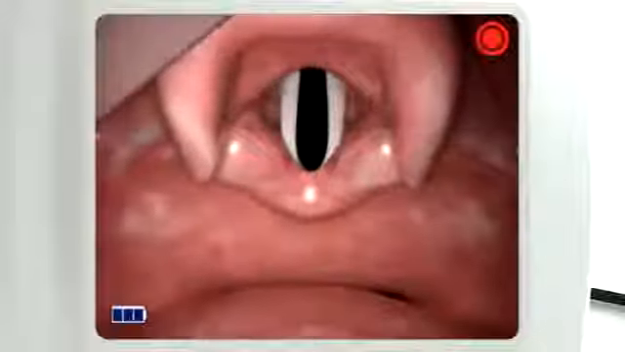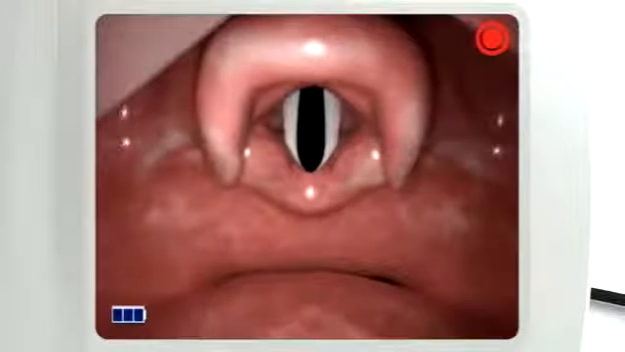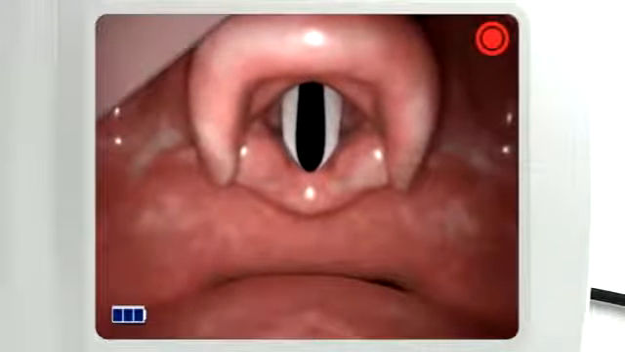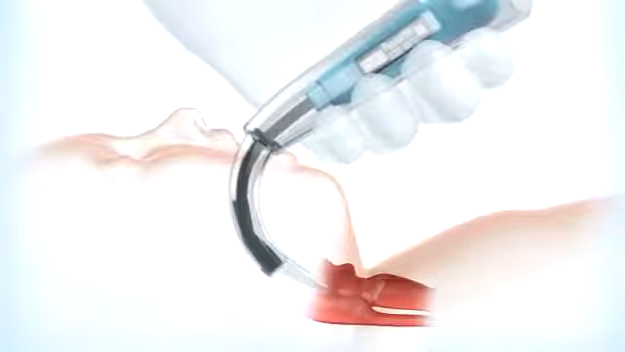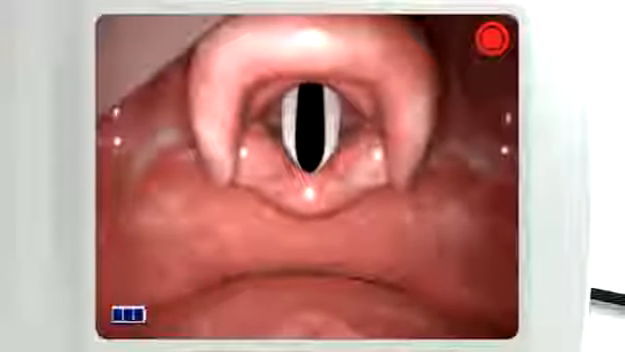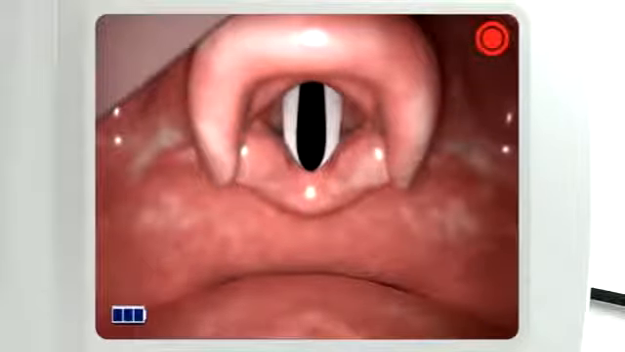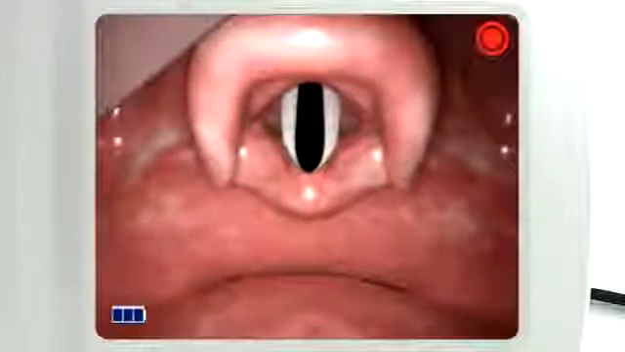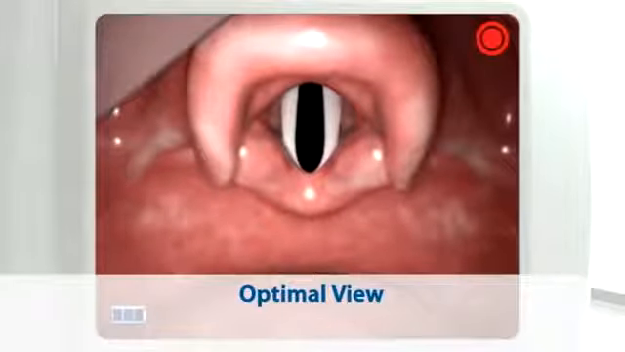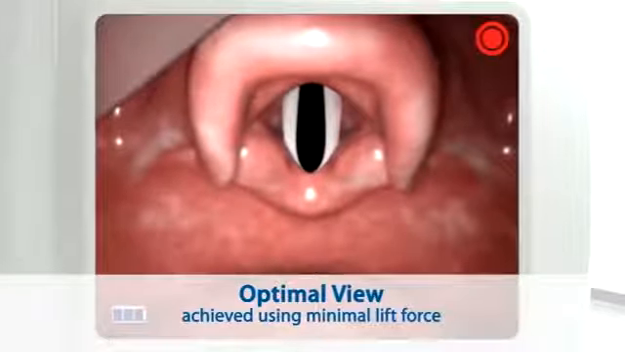The glottic view is optimized by a combination of advancing or withdrawing the laryngoscope slightly, while increasing the tilt to seat the device in the vallecula or on the posterior surface of the epiglottis to obtain the best glottic view. When the GlideScope video laryngoscope is appropriately positioned, the glottic aperture is centered in the upper third of the video display. This optimal view in the display is achieved using minimal lift force.